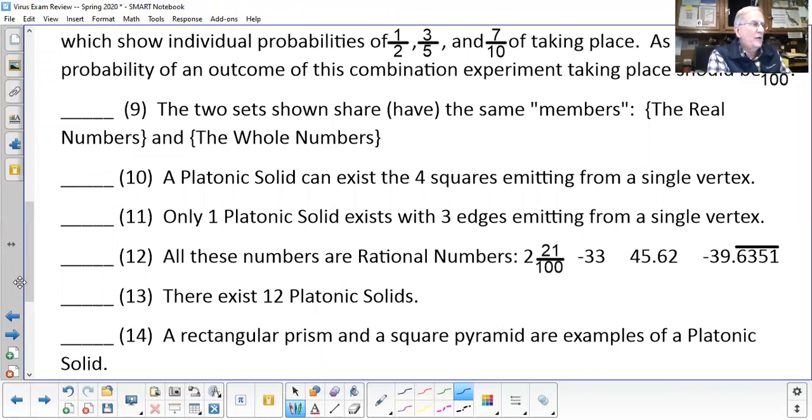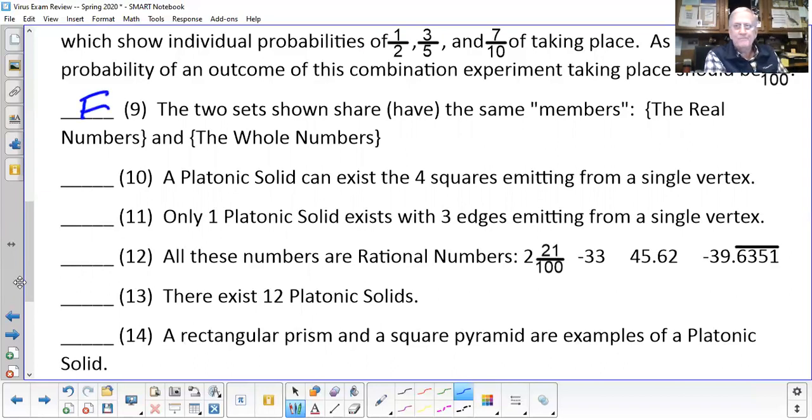The two sets shown have the same members, the real numbers and the whole numbers. Well, are all real numbers whole numbers? Are all whole numbers real numbers? Yeah, they are. But real numbers have negatives, they have decimals that go on forever, which never repeat or never terminate, which whole numbers don't have. So this is definitely not a correct statement. So number 9 is false.